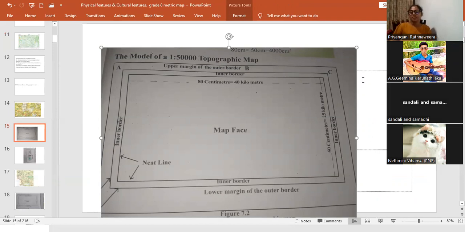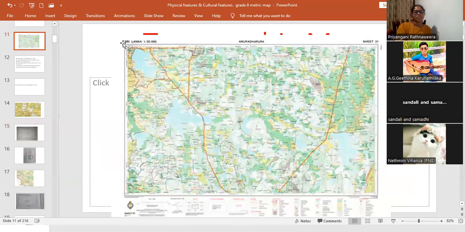A is the type of the map. Very good. B is the name of the map. Here, B is the name of the map. What is A? A is the type of the map. Yes, here you can see the type of the map: Sri Lanka 1 to 50,000 map. This is the type of the map.